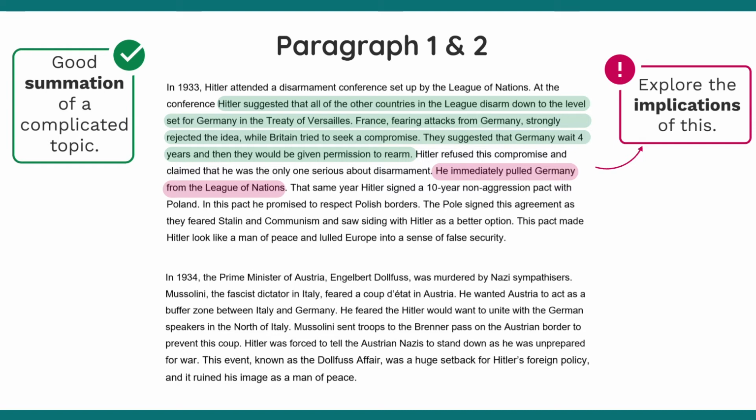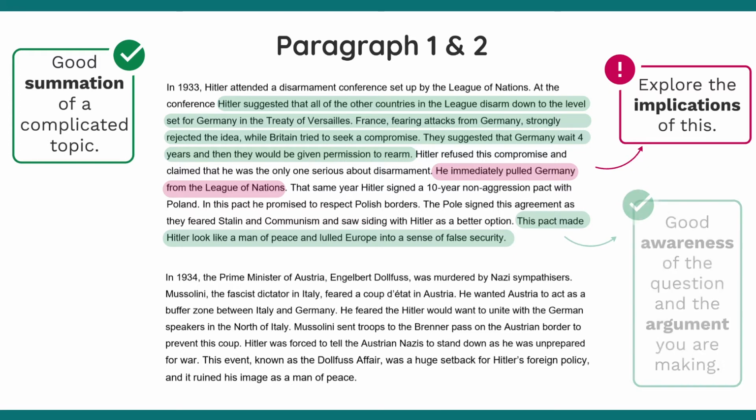They do refer back to the question at the end of this paragraph quite nicely. This pact made Hitler look like a man of peace and lulled Europe into a sense of false security. Good awareness of the question and the argument that you are making. This is the first thing I'm talking about, and the effect of it is that it lulled Europe into a false sense of security. Remember, your Leaving Cert history essays are not just separate chunks of information. They should knit together or be linked together seamlessly.